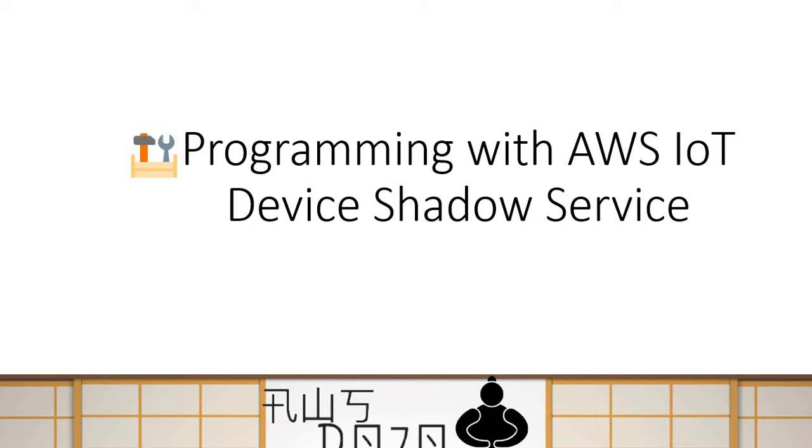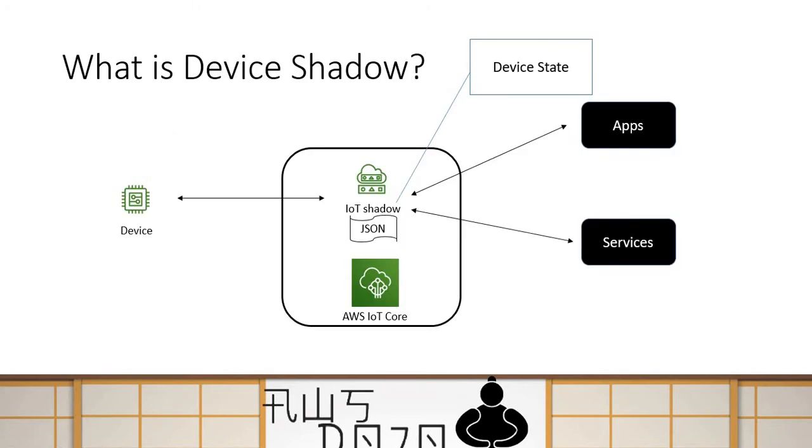Today, we are going to talk about how we can do programming with AWS IoT Device Shadow Service. So let's understand what is Device Shadow Service in IoT. When you have any device which you have registered as a thing inside AWS IoT Core, you can use device shadow to maintain device state.